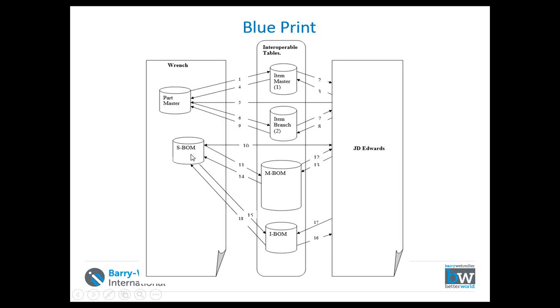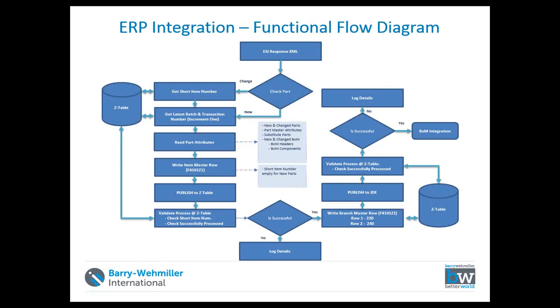In case of bill of material, for all the components, it will make sure that all components within the bill of material are published as part masters first, and that everything is tagged with the unique number provided by the ERP. And once everything is processed individually, then the bill of material will be published to JD Edwards as the manufacturing BOM and item BOM. This is the blueprint from the customer, and this is the functional flow diagram of the tool we have developed for this customer.